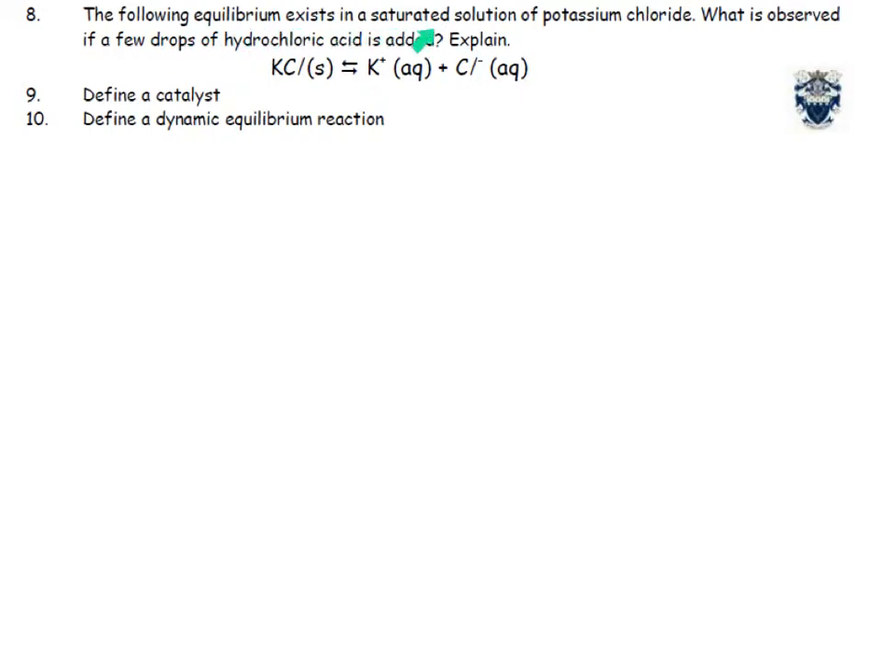The following equilibrium exists in a saturated solution of potassium chloride. What is observed if a few drops of hydrochloric acid is added? So what would we be adding? We would be adding H3O+ and Cl-.